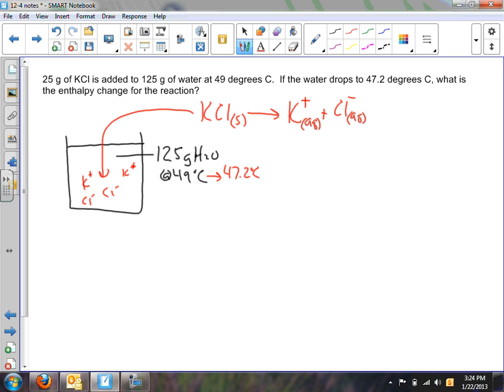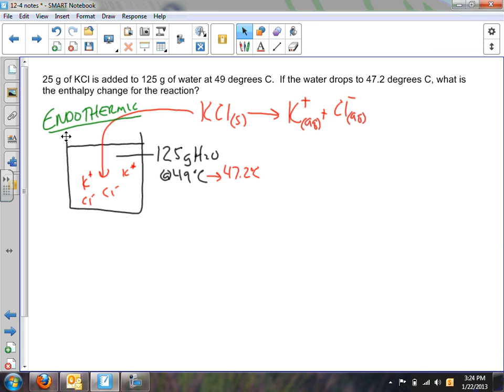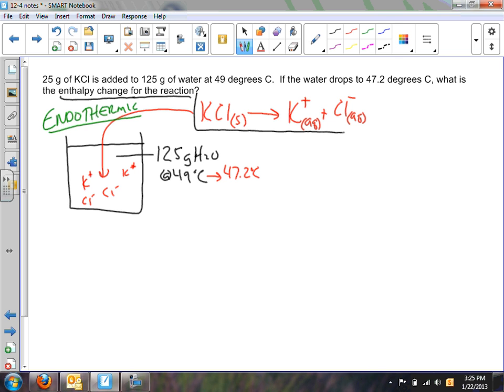So since the temperature of the water went down, we would say that this reaction happens to be endothermic. The surroundings got colder, so it is endothermic. And what I'm looking for is, the question says, what is the enthalpy change for the reaction? Well, here's my reaction, potassium chloride breaking apart into ions. And I want to find the enthalpy change, delta H, which is measured in kilojoules per mole.